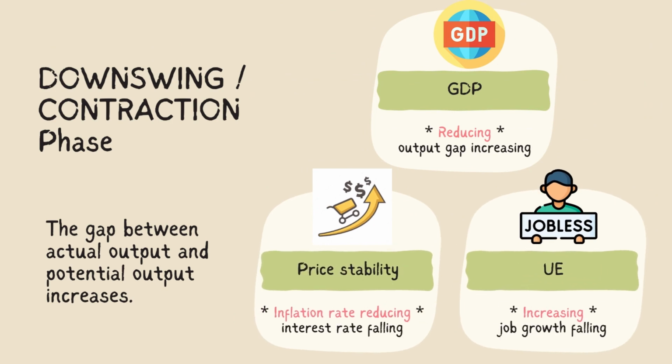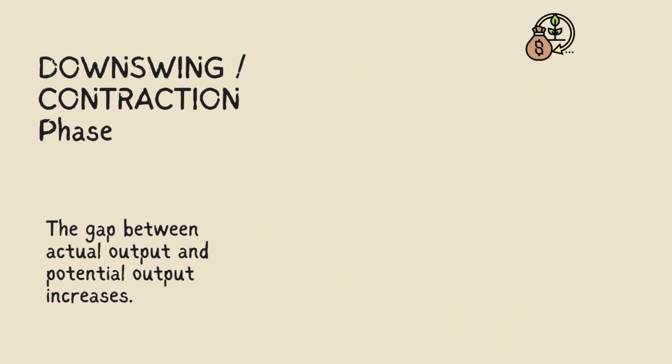So now let's move on to the second phase, which is downswing or contraction phase. In this phase, you will see the same characteristic, but how you describe it is different. For example, GDP reducing, output gap increasing, inflation rate reducing, interest rate falling, unemployment rate increasing while job growth falling. Okay, so these are the keywords that you must change. You cannot use high or low during downswing.